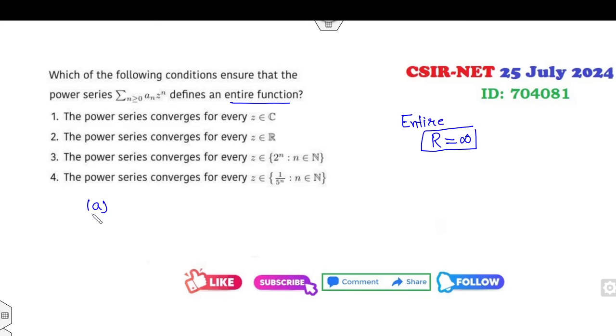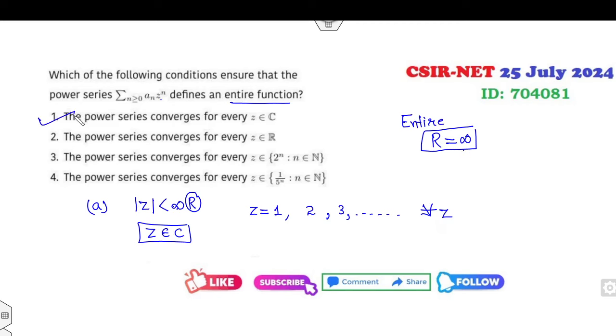What is the meaning of the first case? The power series is convergent because the center is 0, convergent for every z. That means what is the value of every term? It is less than infinity, because the power series is convergent at 1, convergent at 2, convergent at 3, and so on. So this is convergent for all z. That means what is the domain of this z? Complete C. So the radius of convergence R is infinity. Yes, this series defines the entire function.